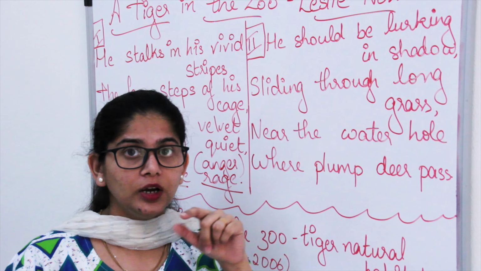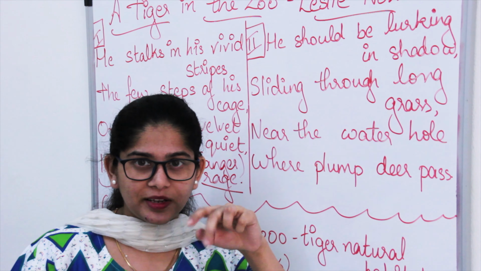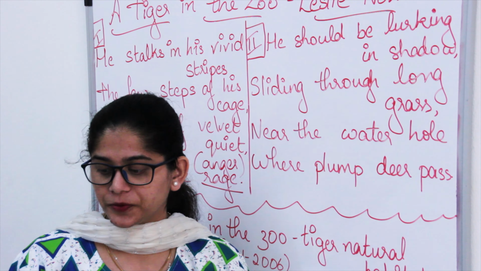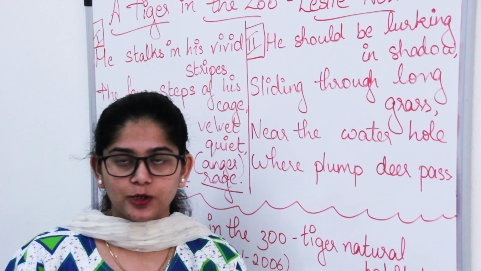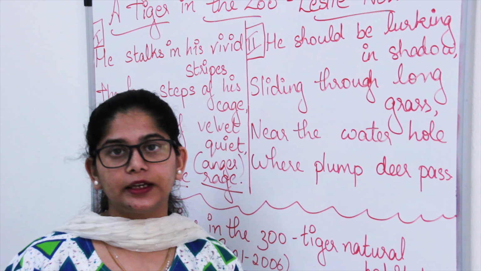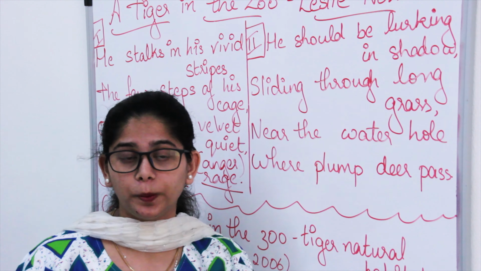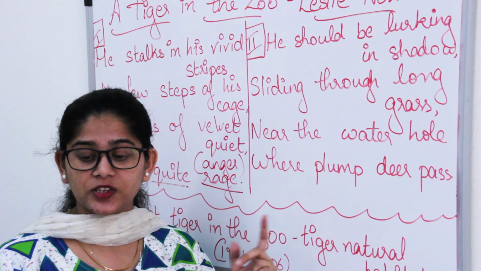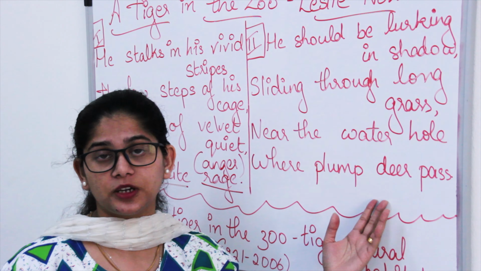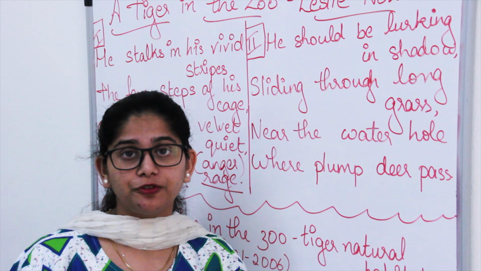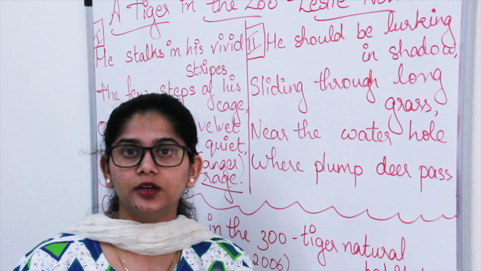The tiger knows this particular deer would pass. Okay, so at the time when it's passing, it can literally fall on it. So plump means a very fat deer would pass. So if it passes, the tiger would kill them. Okay, so now the first two stanzas, I hope it is clear. In the first stanza, we are speaking about the tiger in the zoo. In the second stanza, we are speaking about the tiger who's in the forest, because the tiger is literally ready to hunt the deer.